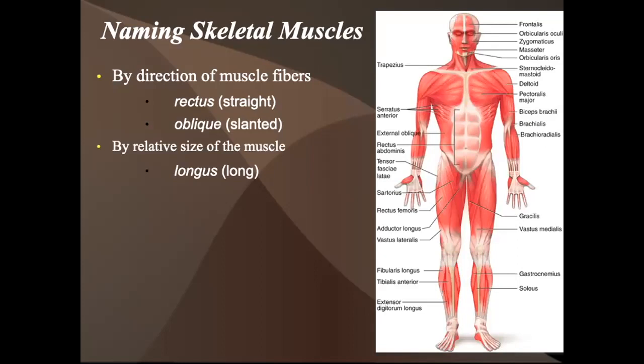Others are named off the relative size. So longus means it's a long muscle. Adductor longus, you can see that it's the muscle that goes across your thigh.